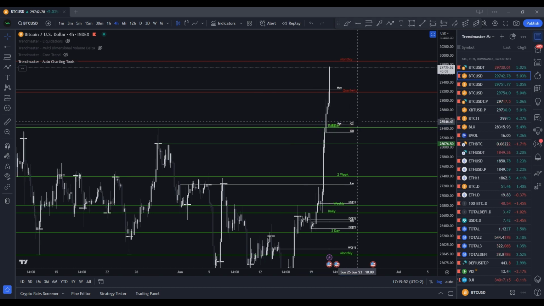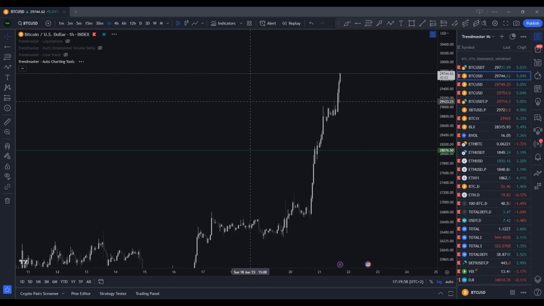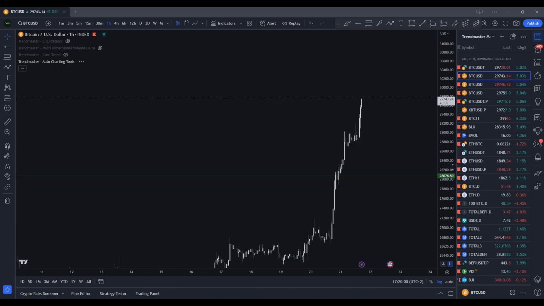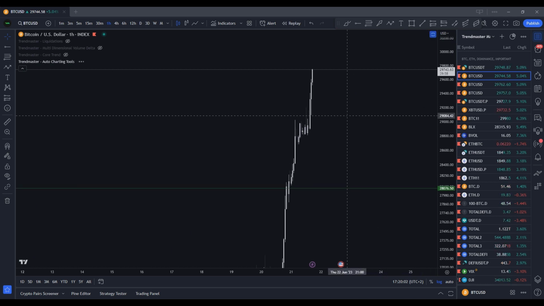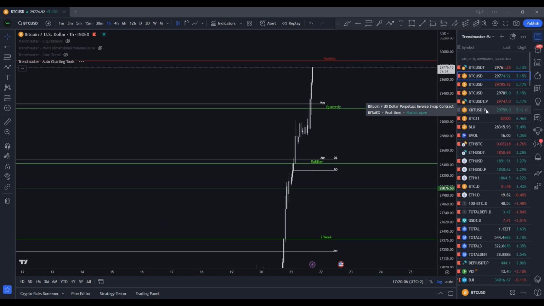But as far as the invalidation goes, let me see if I can give you another example. Let's go lower time frame as well. God, this thing's just freaking rocketing. This thing shouldn't stop anytime soon at all. Everything is going full Bitcoin right now. Let me just check something.